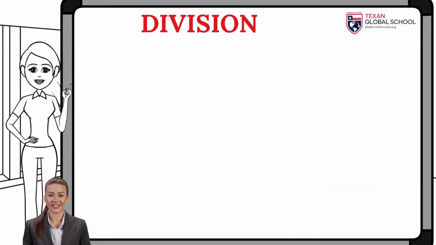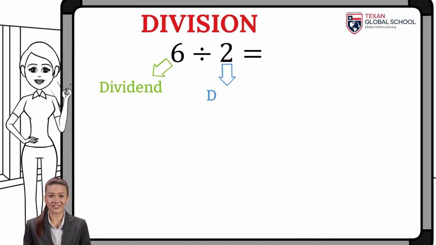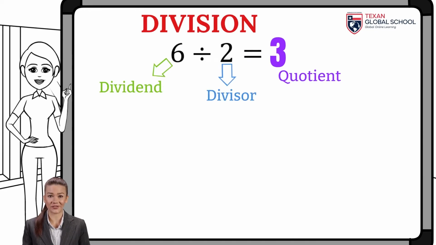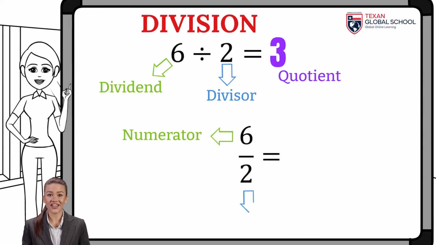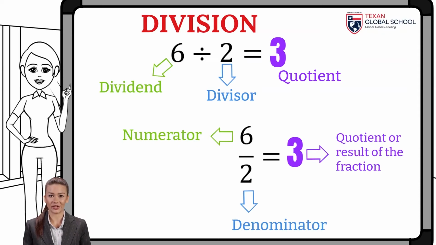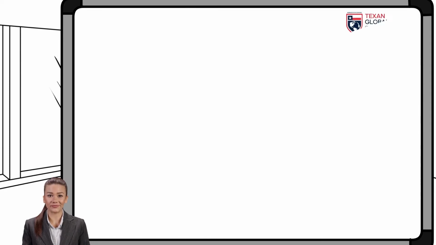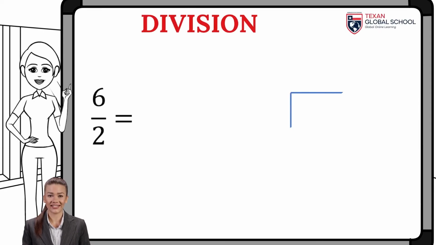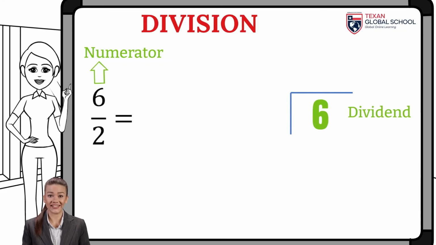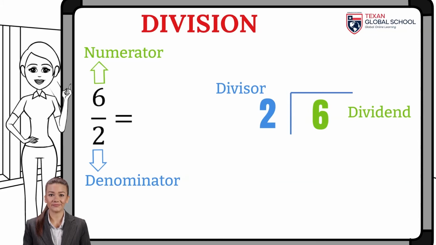In the first representation, we can see that 6 is the dividend, 2 is the divisor, and 3 is the quotient. As a fraction, 6 is the numerator, 2 is the denominator, and 3 is the fraction's quotient, or result. A fraction can also be represented as a division using this other division symbol named galley. In this process, 6 goes inside the galley since it is the dividend. 2 goes outside since it is the divisor.